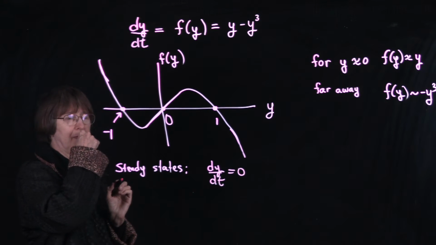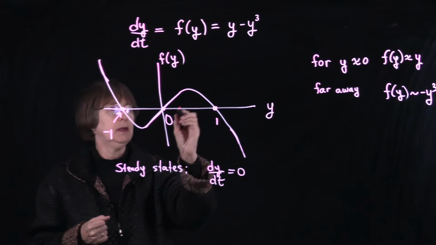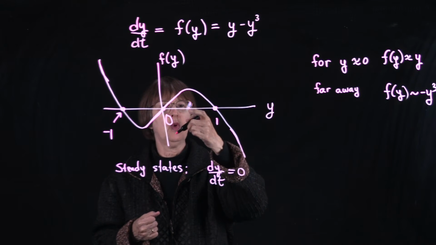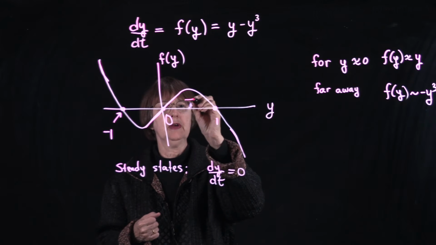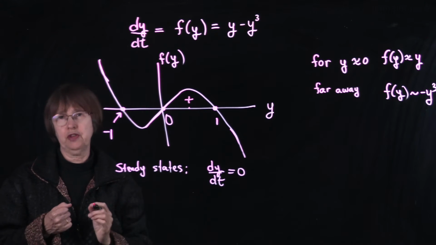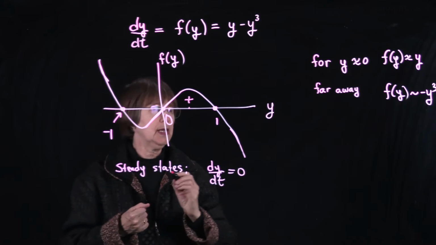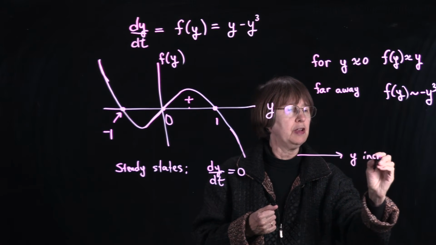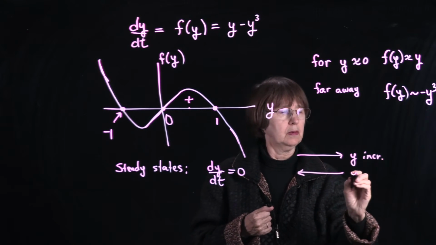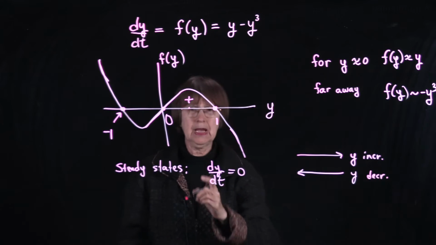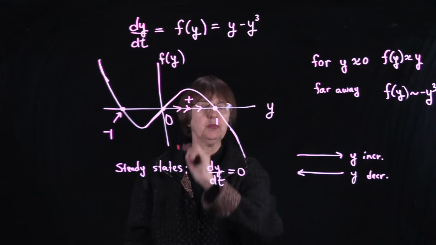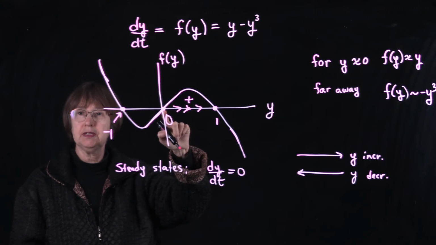Now, let's observe what happens when we're somewhere between the steady states. Suppose we start initially at a point somewhere here. The corresponding value of f of y is above the axis, it's positive, and that gives us information about the rate of change of y. Let's recall that increasing y is going to be in this direction. This is y increases by convention. Decreasing y is in the opposite direction. And so if f is positive and y is increasing, we're moving towards this steady state. And that happens all along this particular interval for y between 0 and 1.